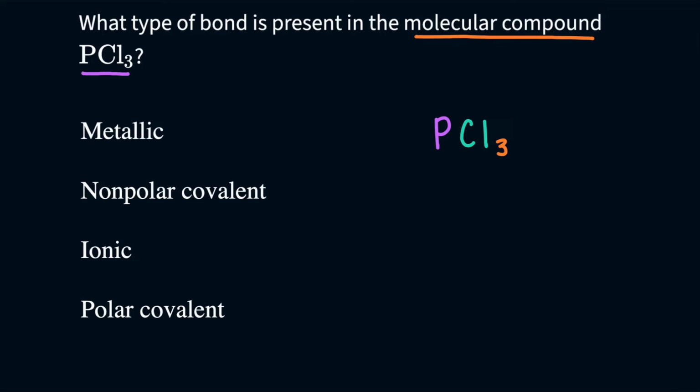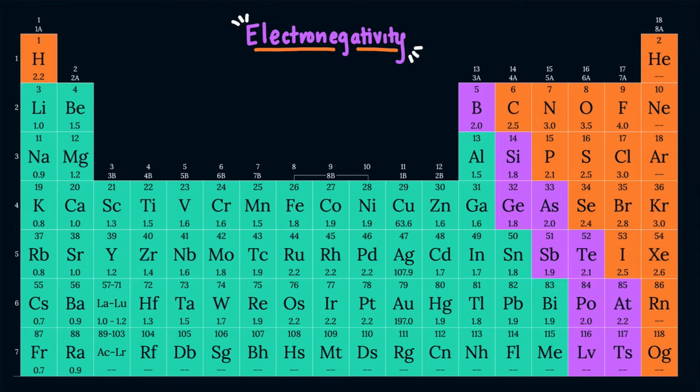Well, this first comes from knowing what types of elements you have. And with types of bonds, usually you can do it the electronegativity method. So let's head on over to the periodic table. We'll find out whether phosphorus and chlorine are metals or nonmetals, and then we'll pick out the electronegativity values. Here we go, a beautiful electronegativity periodic table that I've made.